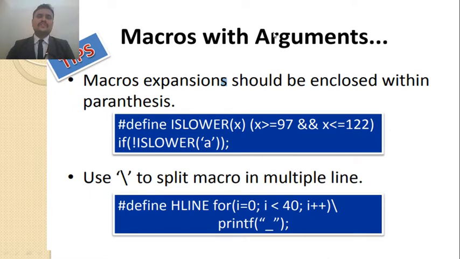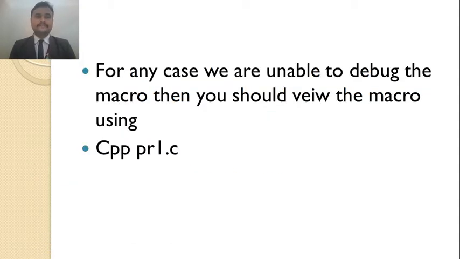Now macros with arguments, we'll take an example. The macro expansion should be enclosed within parentheses in this way, and if the macro expansion spans multiple lines, we just need to write a backslash there. So here HLINE is a macro template, and it replaces this particular for loop condition. Since the macro expansion is long, we need to write a backslash there to split the macro into multiple lines.